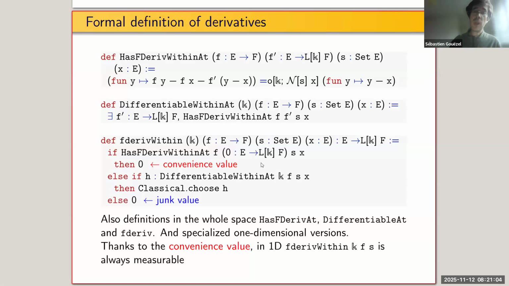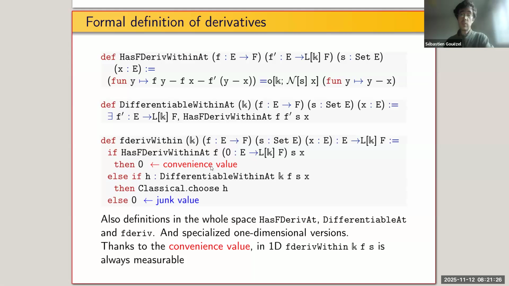In fact, the first definition we had of f derivative within did not include the convenience value, and we converged to this one after several versions of the definition. It turned out that this one is extremely convenient, but it wasn't our first choice. It came after several iterations. And now I can tell you this one is really convenient to prove theorems.